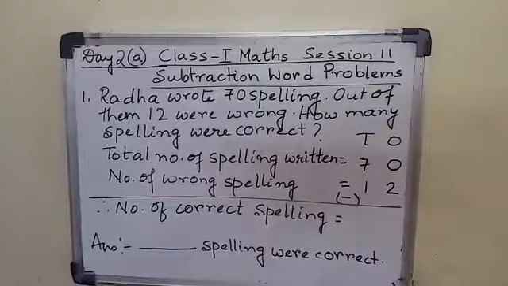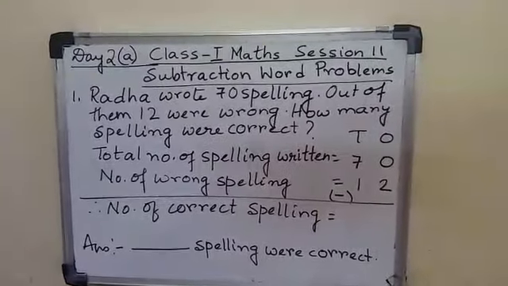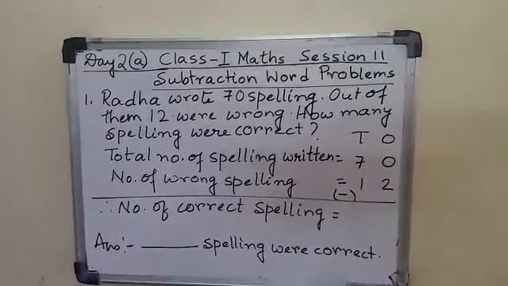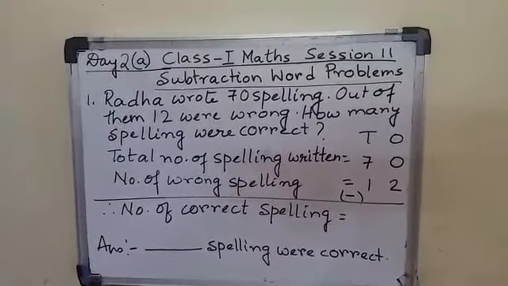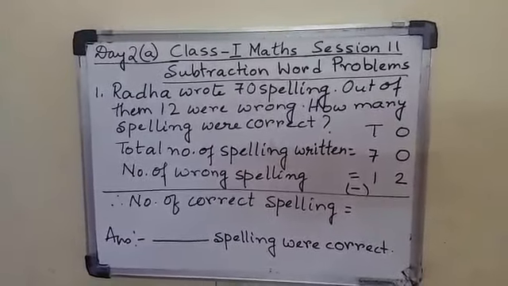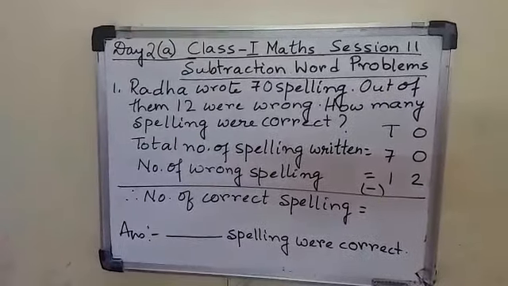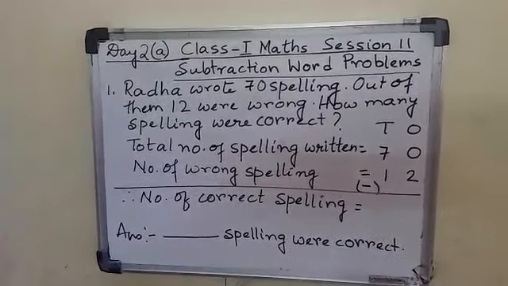See the first sum. Radha wrote 70 spelling. Out of them 12 were wrong. How many spelling were correct? So if you subtract 12 from 70, you get the number of correct spelling. So what do you write as the statement? I suggest that you practice writing the statement from now on.